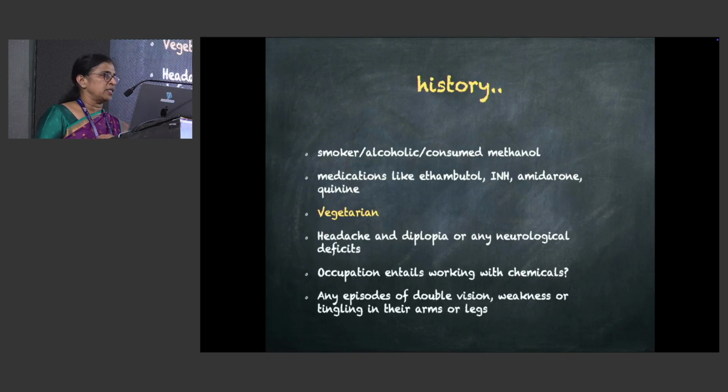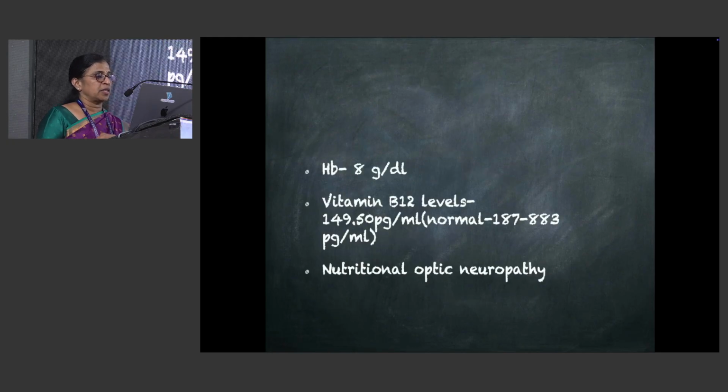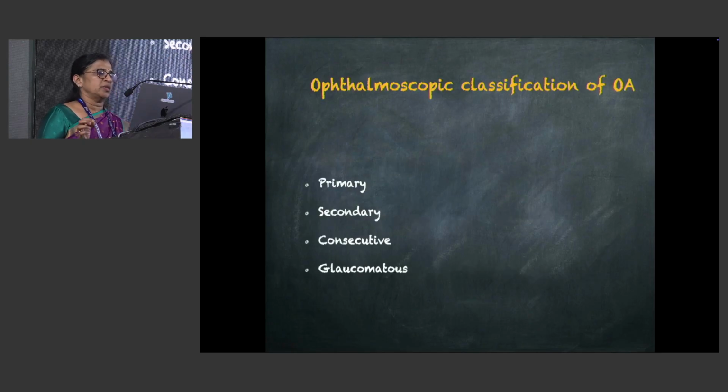On detailed history taking, we found out she was a strict vegetarian, and her vitamin B12 levels were very low. So that led to this optic disc damage. So it is a case of nutritional optic neuropathy, and we have to supplement vitamin B12 for this case.